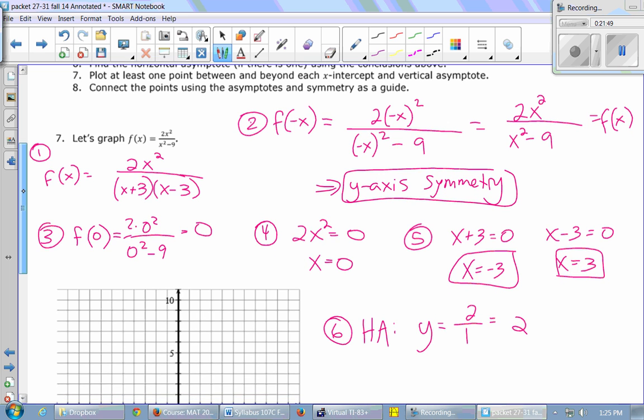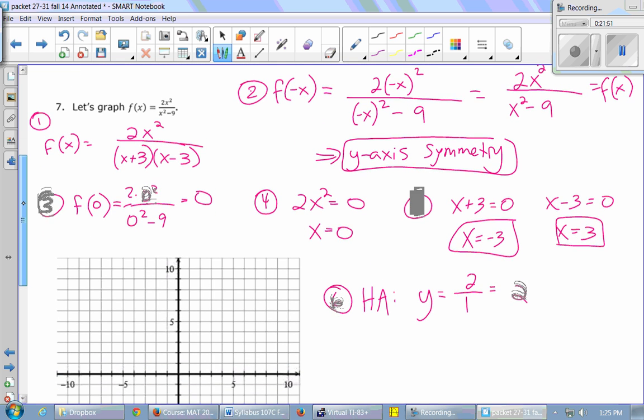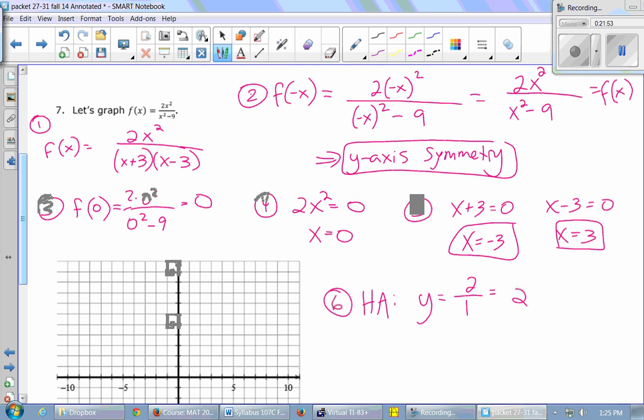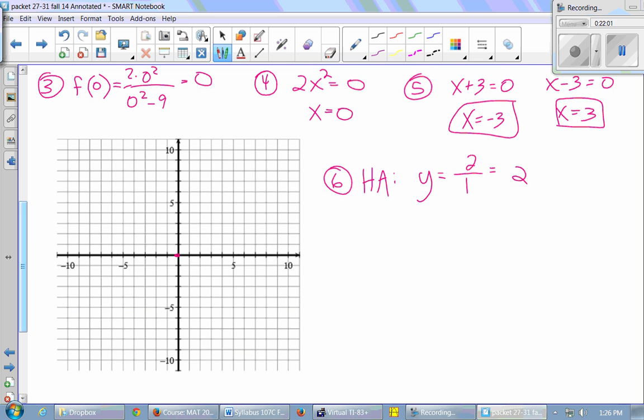All right, what else do we got? 7, plot at least 1 point. Okay, so I'm going to save that one until after I've plotted everything I know now. All right, so I know 0, 0. I know my y-intercept and my x-intercept are at 0. I've got vertical asymptotes at 3 and at -3.